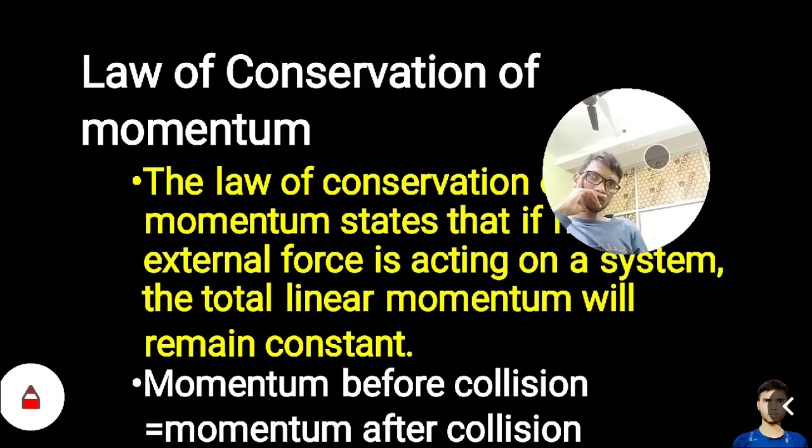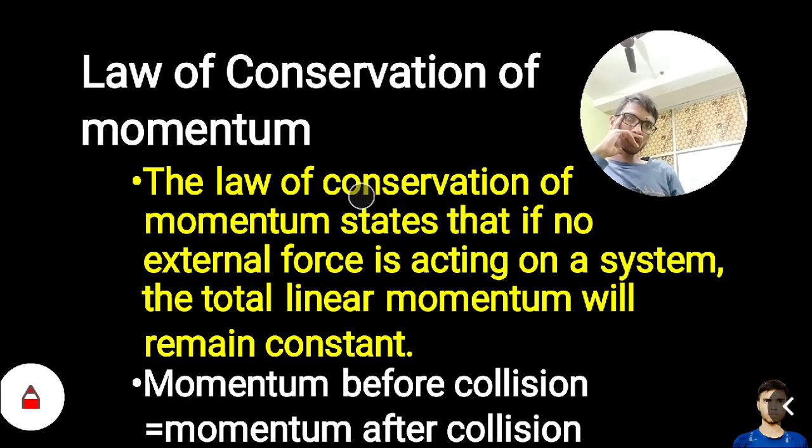Law of conservation of momentum. The law of conservation of momentum states that if no external force is acting on a system, the total linear momentum will remain constant. That's it. Momentum before collision is equal to momentum after collision. It is saying that when external force is not applied, then that object will remain in its state, or a moving object will keep moving with the same speed. This is the meaning of this slide.